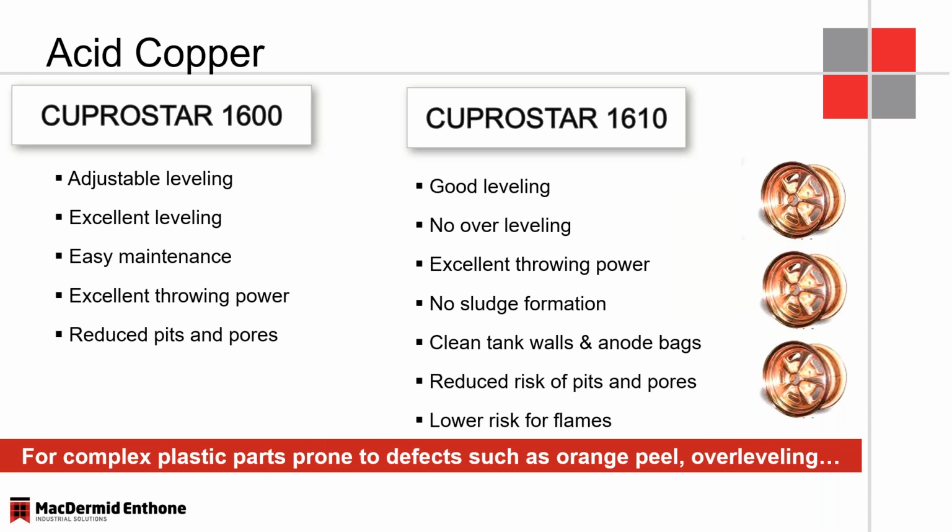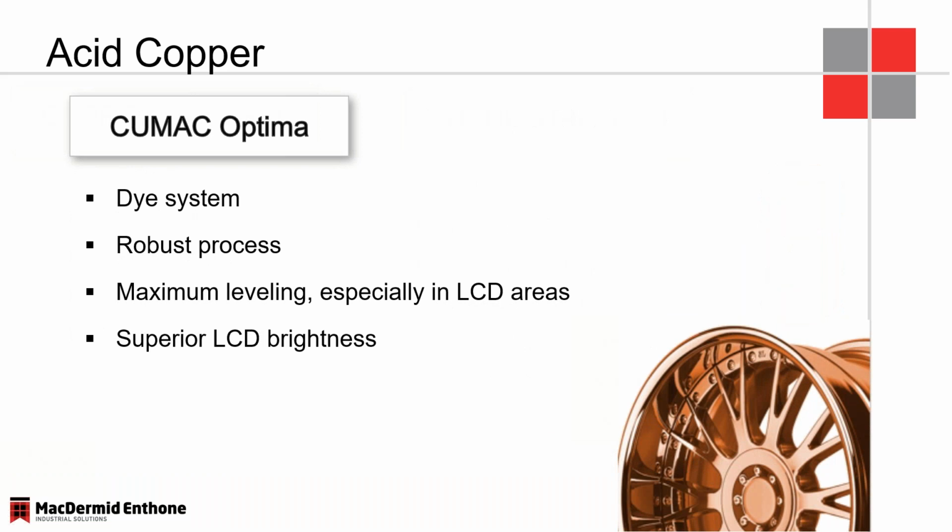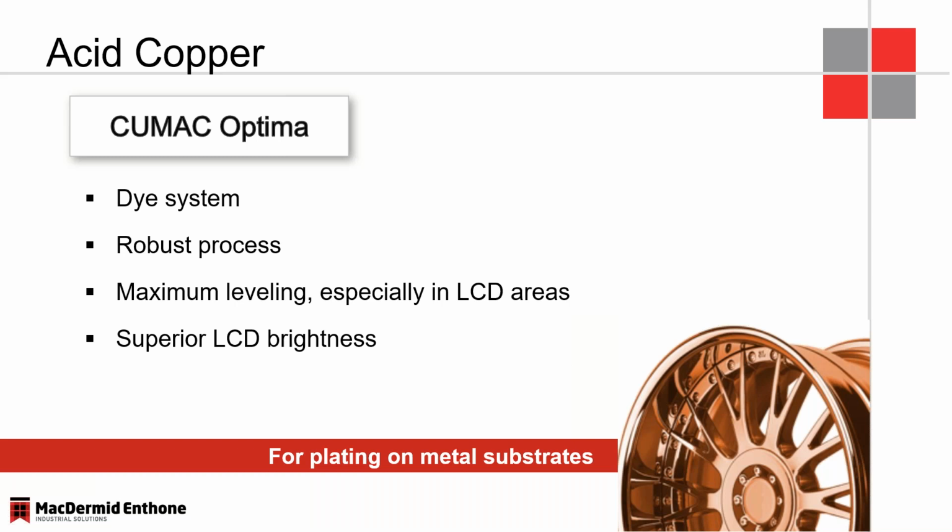So again, complex plastic parts typically, which are prone to over leveling or flame patterns, that's where we typically find that the CUPROSTAR systems provide the biggest benefit. And then again, the QMAC Optima, this is a dye system, but it is very robust. It's really beneficial when we're talking about really complex metal geometries, really trying to throw and get brightness and leveling in those low current density areas. We have superior brightness in the lows with the Optima process. So again, typically used for metal, but we can utilize it on plastic depending on the application.